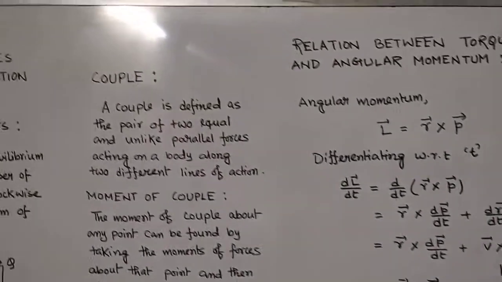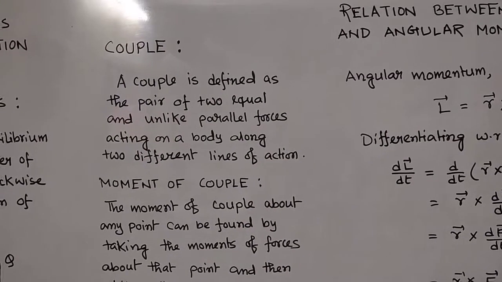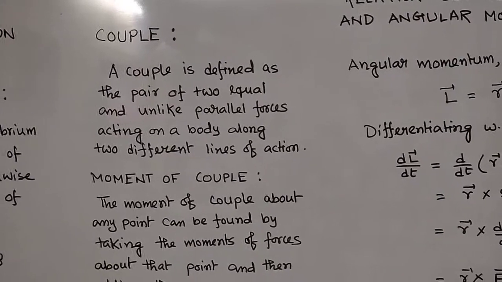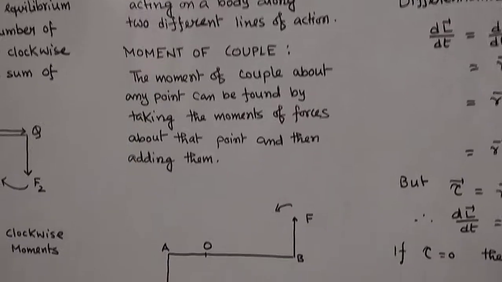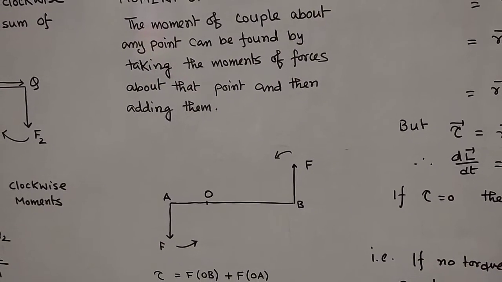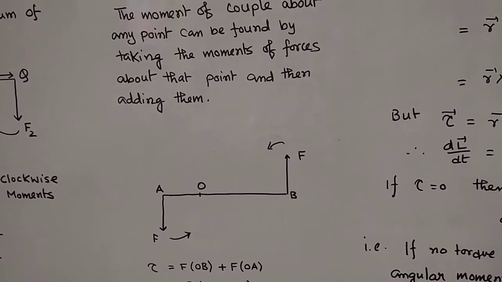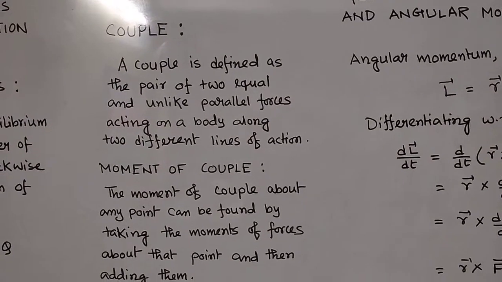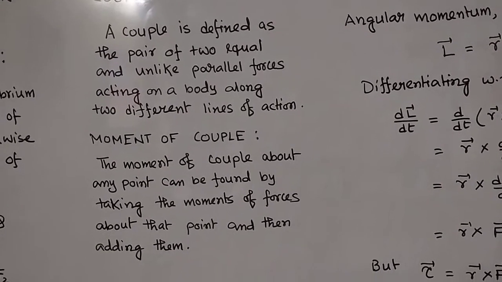Now the next topic which we are going to discuss is couple. Let me define. A couple is defined as a pair of two equal and unlike parallel forces acting on a body along two different lines of action. If you consider this diagram, two parallel forces F vector of the same magnitude are acting but in opposite directions, and they don't have the same line of action, rather they have different lines of action. So a couple is defined as a pair of two equal and unlike parallel forces acting on a body along two different lines of action.